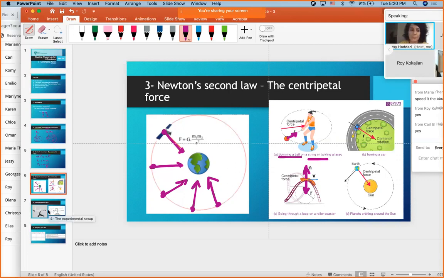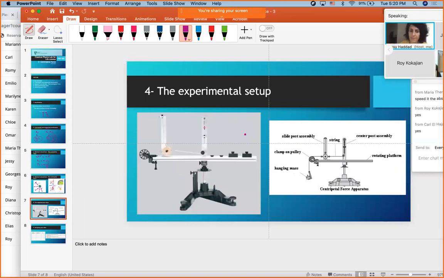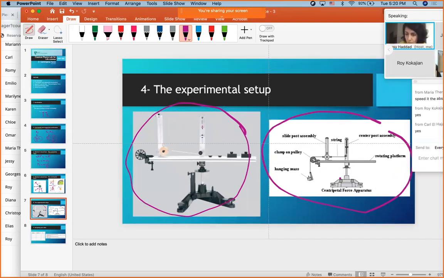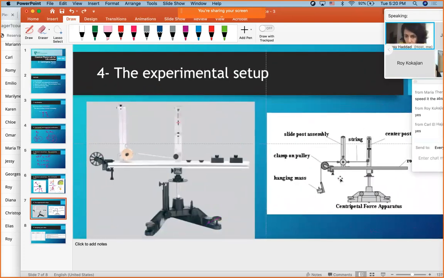Now our setup. You will see a real picture of the setup from PASCO. So I took this from the PASCO website, and this is a diagram from the lab report, from the manual. So what do you understand by this? All right, so basically you have a stand and you have a rod. On the rod, you have a platform that can rotate. I'm going to show you in the video. It's a very fast rotating platform.